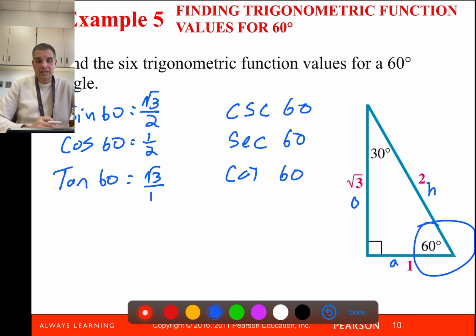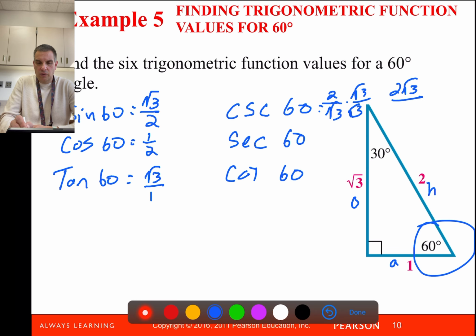Okay. Cosecant. That's 2 over the square root of 3, but we can't leave it like that. So we have to multiply by the square root of 3 over 3. So the cosecant is going to be 2 times the square root of 3 over 3. That's what the cosecant is always going to be. The secant is the reciprocal of the cosine, so the secant is 2. The cotangent is 1 over the square root of 3.